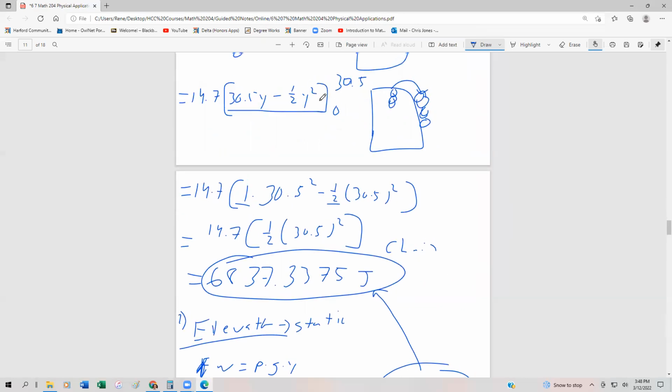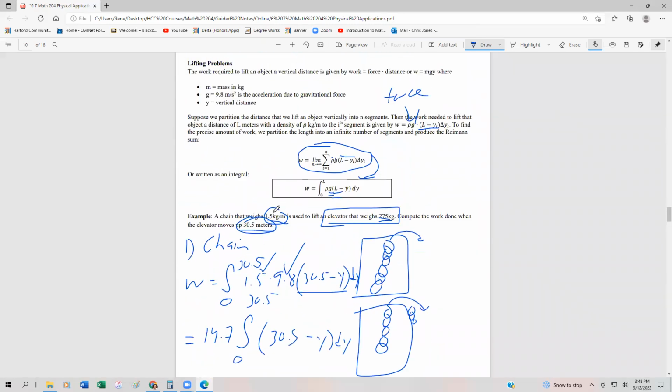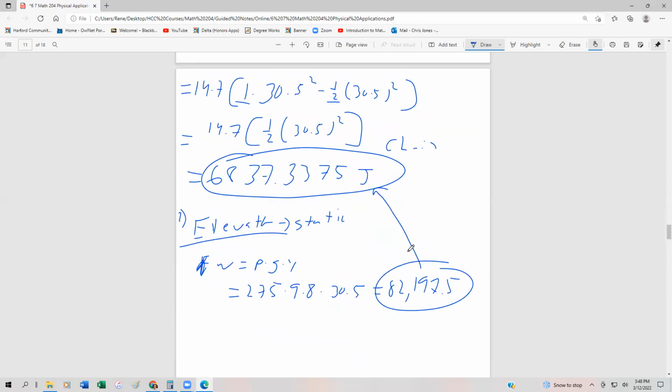It should be significantly higher than the chain, because if the chain weighs 1.5 kilograms per meter and you're pulling it up 30.5 meters, it's probably going to be around 45 kilograms or somewhat more than that. The elevator is significantly more than 45 kilograms. So just in your head, it should make sense that pulling the elevator is going to take a lot more work than pulling up the chain.